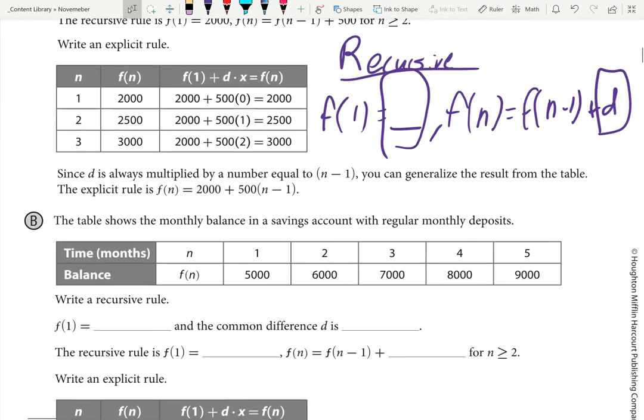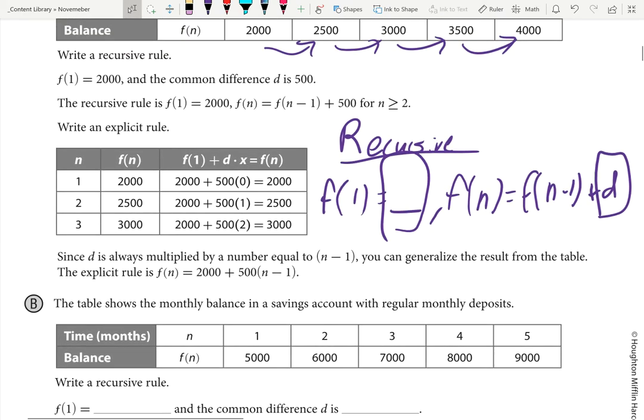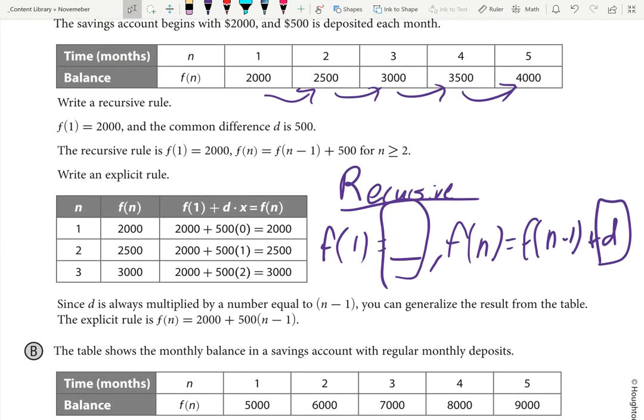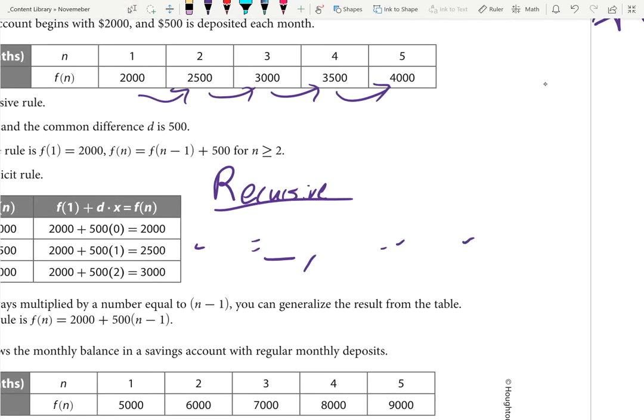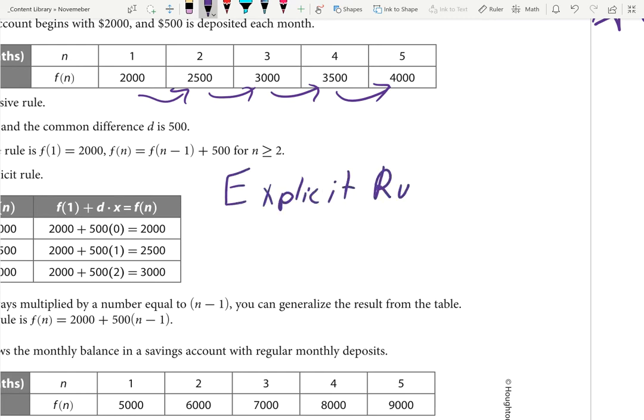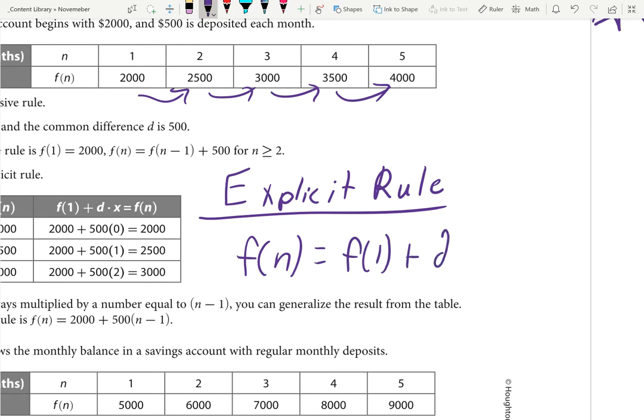All right. And then, we didn't really talk about it much here, but you can also write this as an explicit rule. Let me erase this and write the explicit rule in its place so you can try to find room on your paper for it. Explicit rule follows a different form: f of n equals f of 1 plus d times n minus 1. Again, there's only two things in this that you would have to fill out, which is the first term and the common difference. Everything else is part of the formula. f of n and n minus 1 stay as part of the formula.